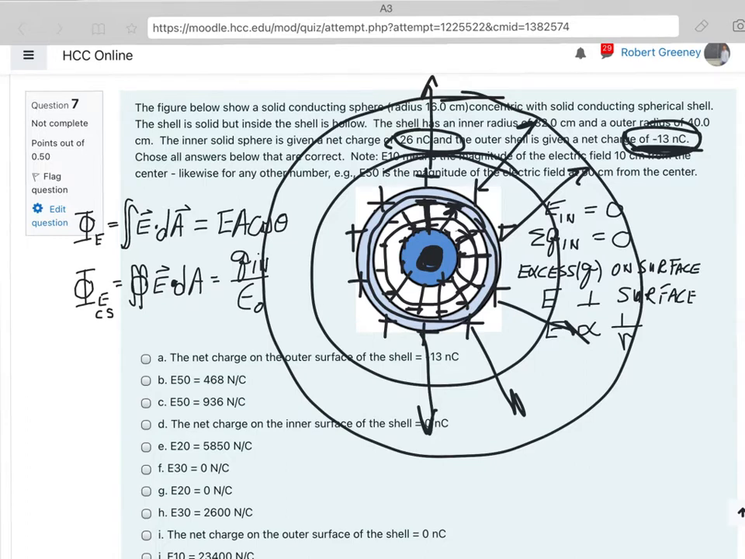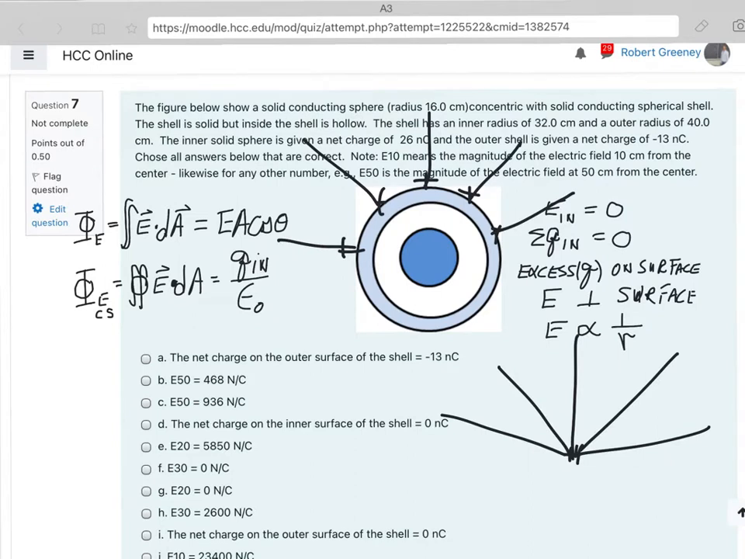Let me just do one more drawing to emphasize that point. This is my attempt to show if you have 13 charges on the surface, the field is going to look like this.